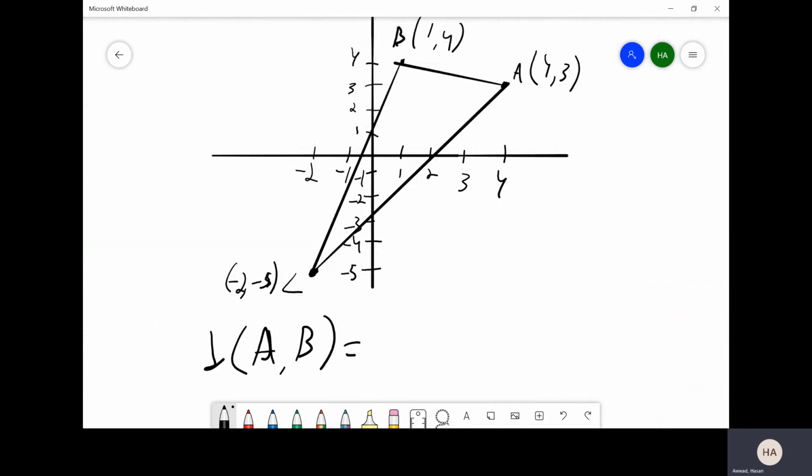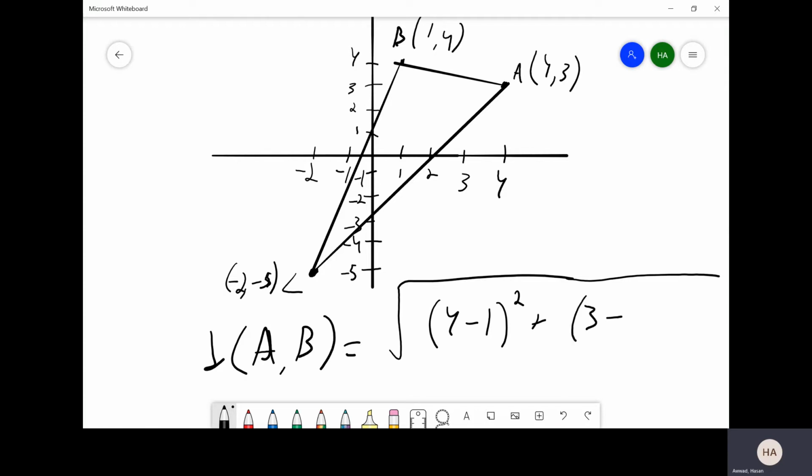So I'm going to use A to be my first point. That's, the components are going to go first. You could use B. Either way, you should arrive at the same answer. So because my components of A are going first, we're going to have 4 minus whatever the X component of B is. So that's going to be 1 squared plus, and now, again, you remain consistent. So it's going to be the Y component of A. So it's going to be 3 minus the Y component of B, which is 4 squared.